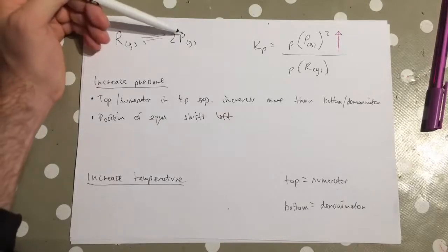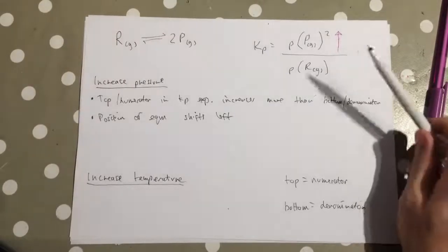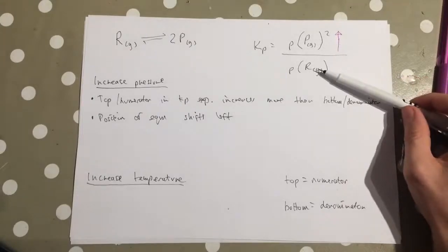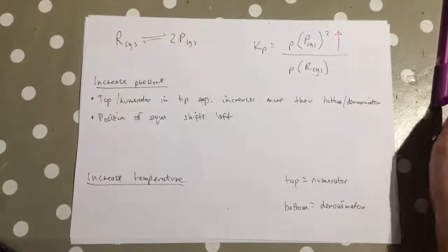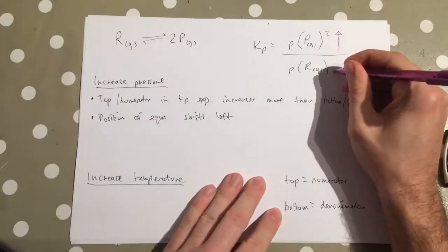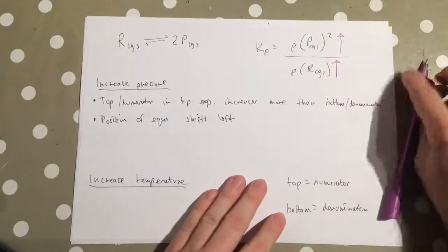But what's going to happen when the position of equilibrium shifts left? Well, your products are going to change into reactants, and so the partial pressure of your products will go down and the partial pressure of your reactants will increase. And so now what's going to happen is our bottom term will start becoming bigger compared to our top. This is all a comparison. Let's get that down.